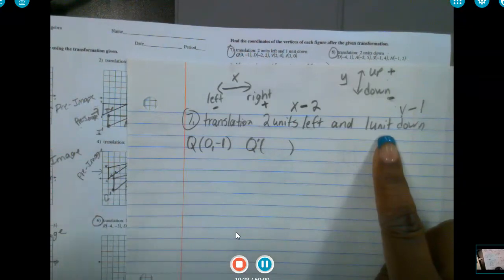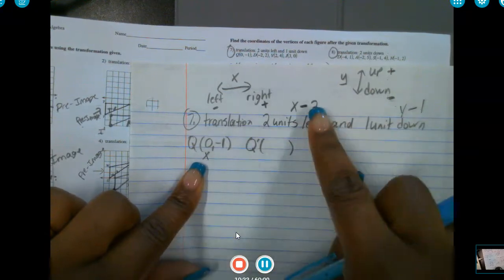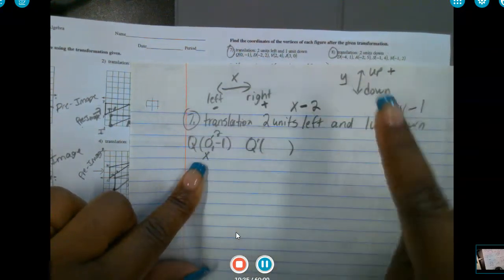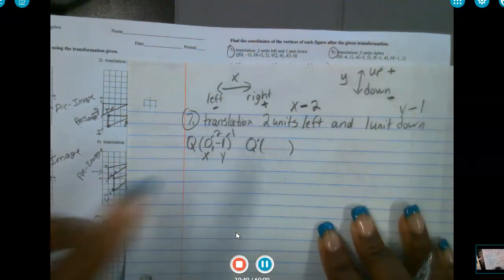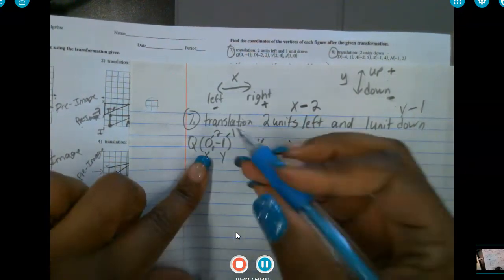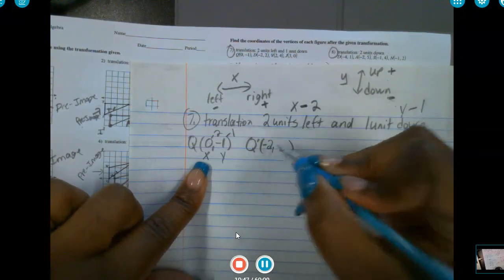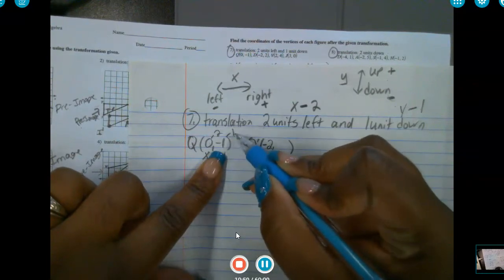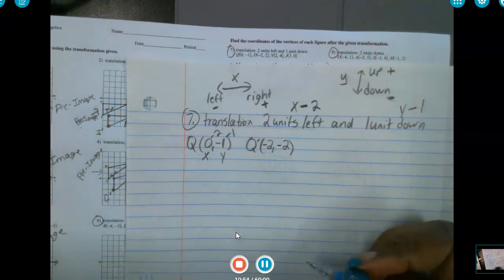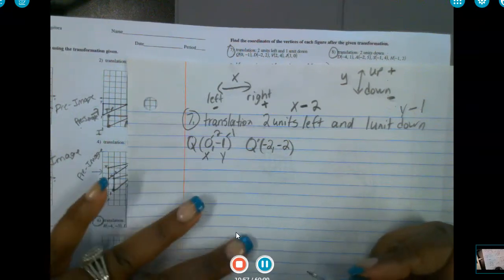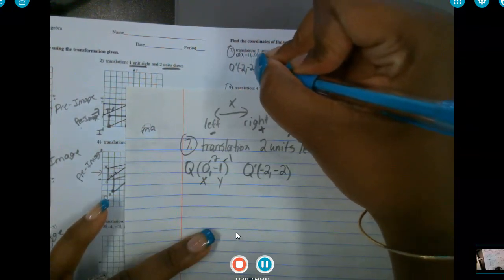Okay? So watch me do this. To my x coordinate, I'm going to subtract 2. To my y coordinate, I'm going to subtract 1. So my new ordered pair is going to be 0 minus 2, which is negative 2. And negative 1 minus 1, that's also going to be negative 2. And if you forget, use your calculator. So this answer here is negative 2, negative 2.